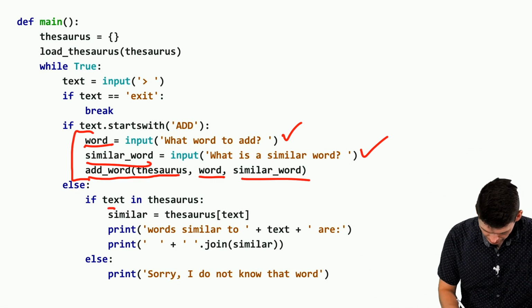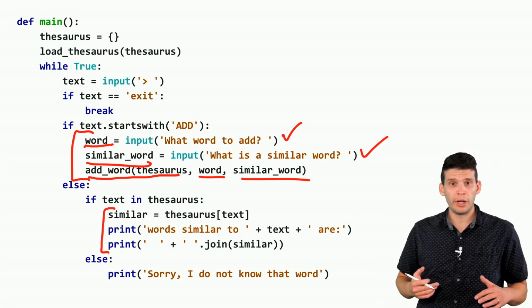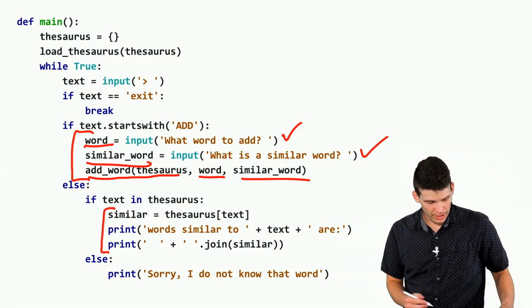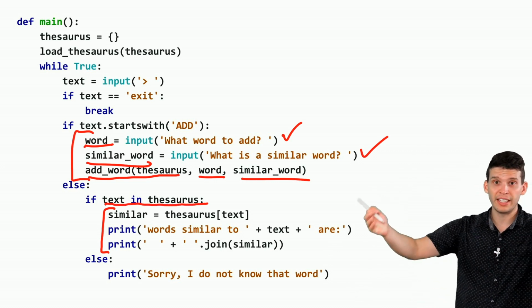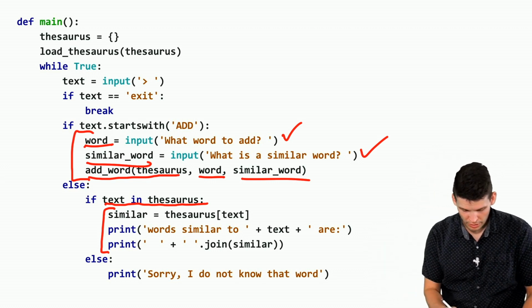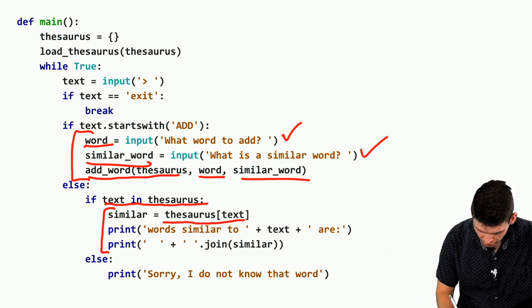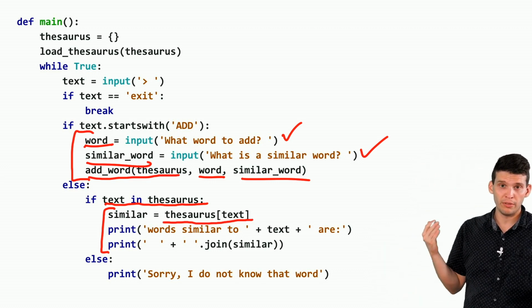For B, this is the case where we have determined that the word the user is requesting is in the dictionary as a key. And so we need to find the words that are associated with that value.